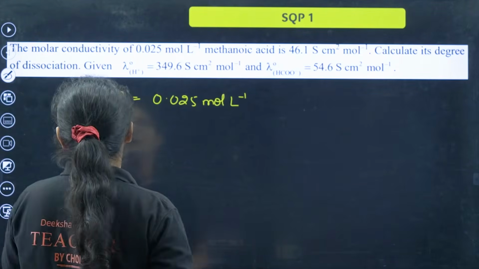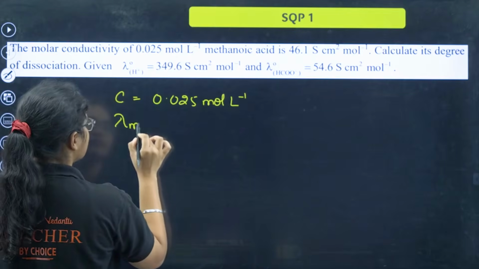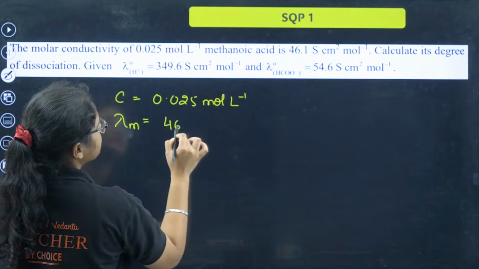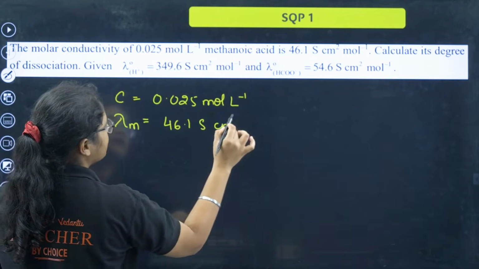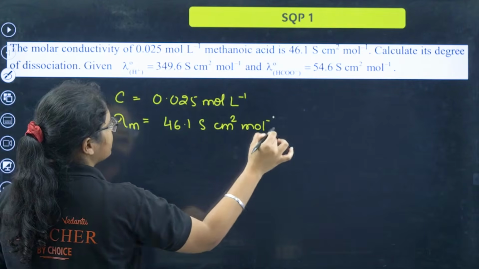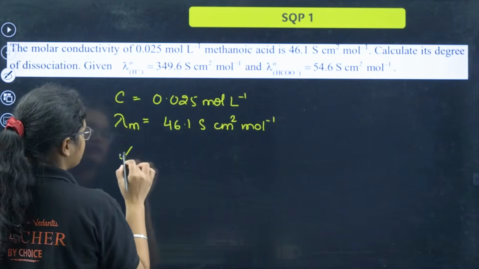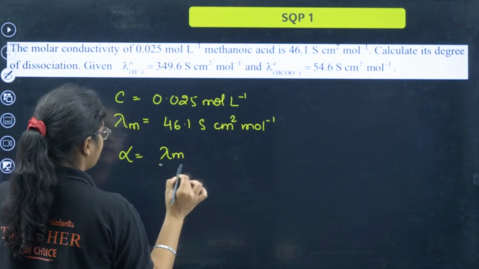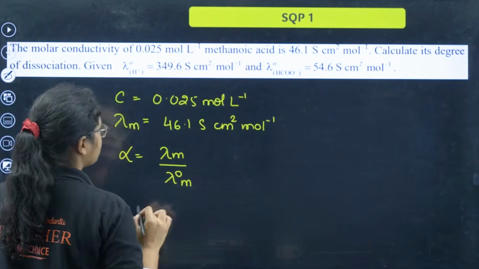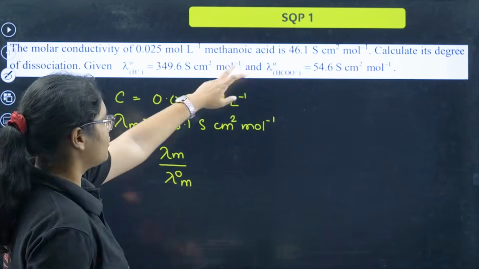Okay, and the molar conductivity of that is given, which is 46.1 S cm² mol⁻¹. If I want to calculate its degree of dissociation, I need Λm by Λ°m, right? So what is the methanoic acid here?